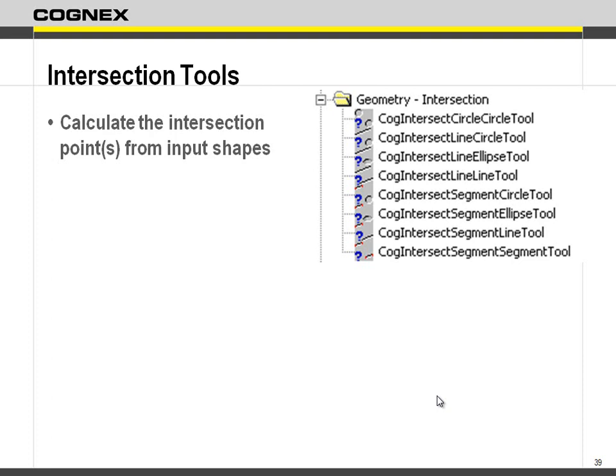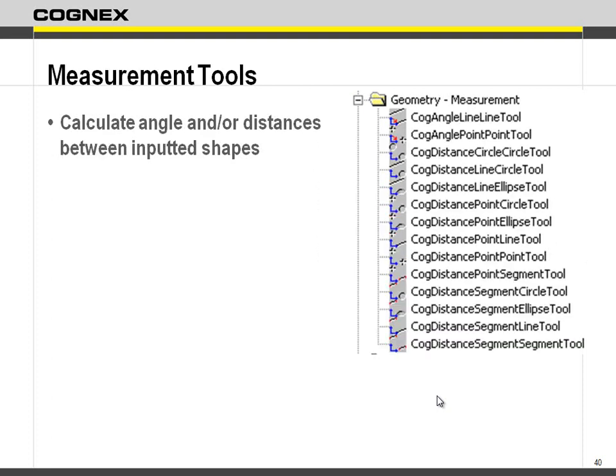Do you want to know where circles intersect? Do you want to know where a segment intersects a circle? Do you want to know where two segments intersect so that you can come back with a point that might be used for some other type of application? And finally, measurement tools. Now that you have some segments or lines or circles, you can say, well, what's the distance between them? Am I trying to measure an angle? With angles, I can either use line, line, or point, point. Otherwise, with distance, for any of the different shapes, I can see where the distance is between one shape compared to another.